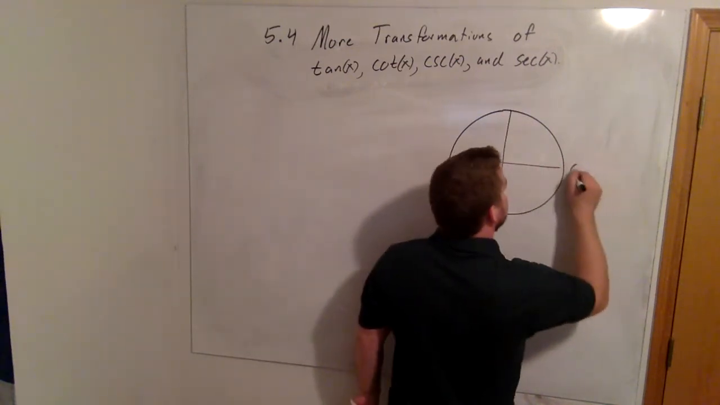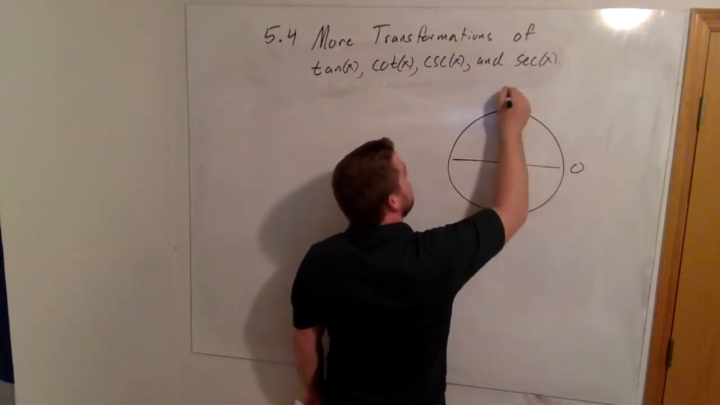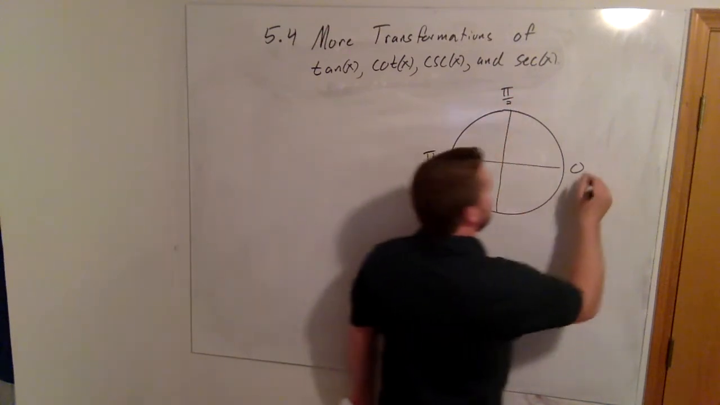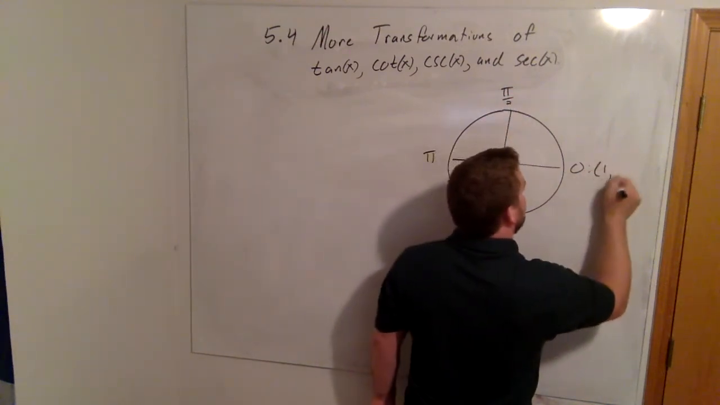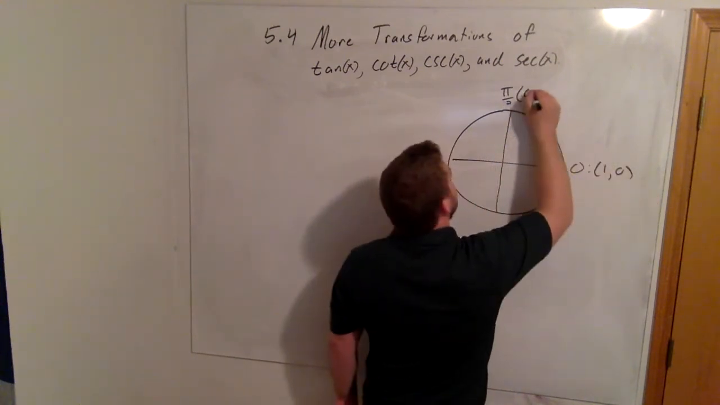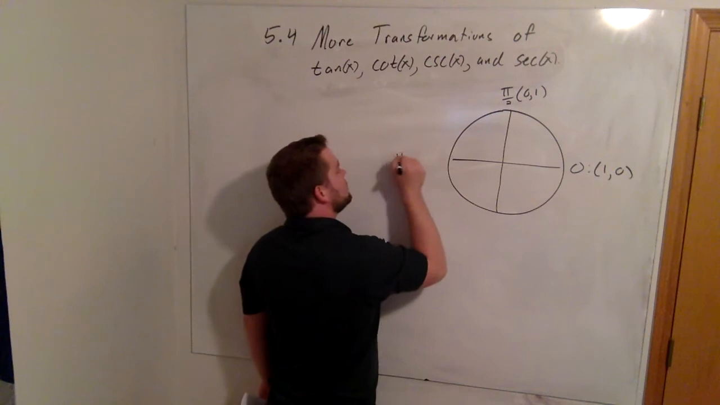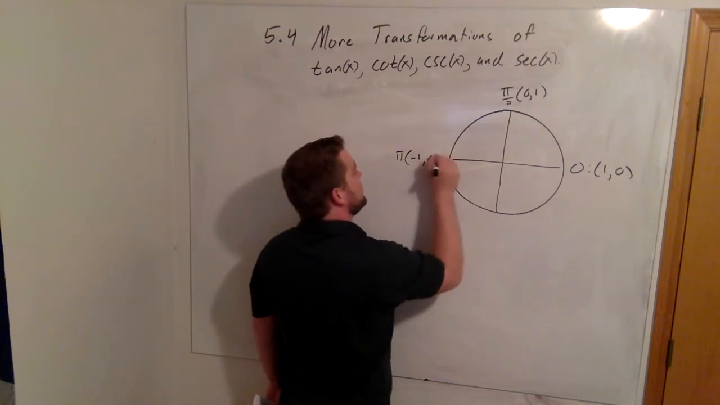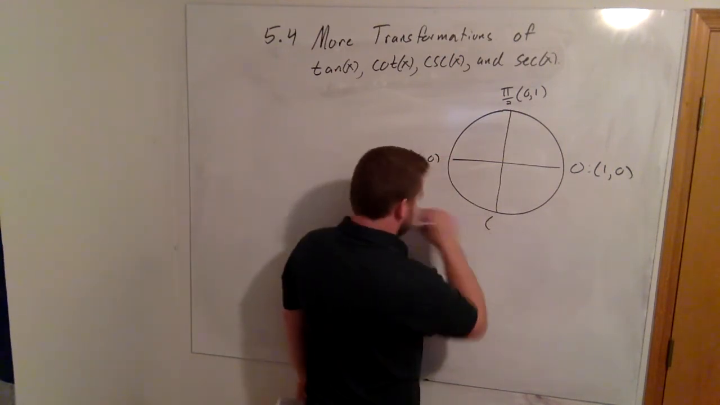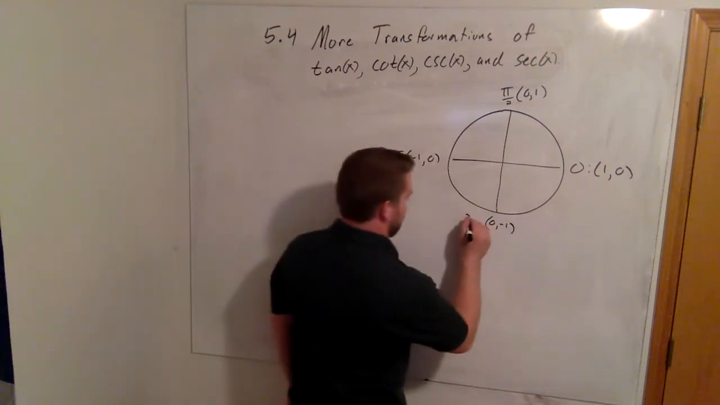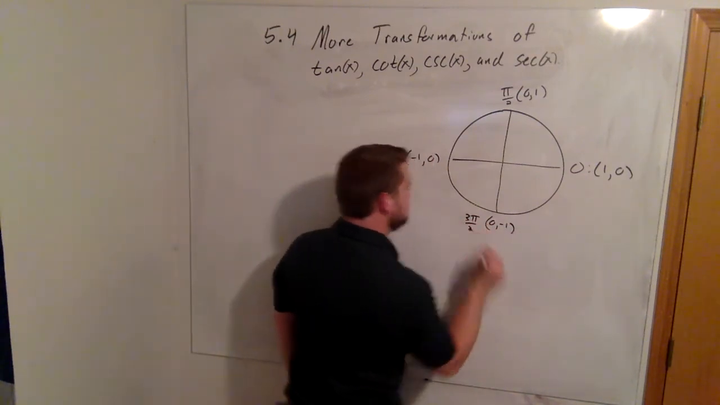Okay, here is 0 radians, here's pi over 2, and here is pi. So the coordinates here are 1 and 0. Here they'll be 0 and 1. Here they'll be -1 and 0. And here they'll be 0 and -1. And this is at 3 pi over 2.